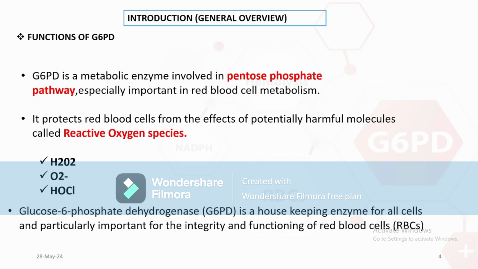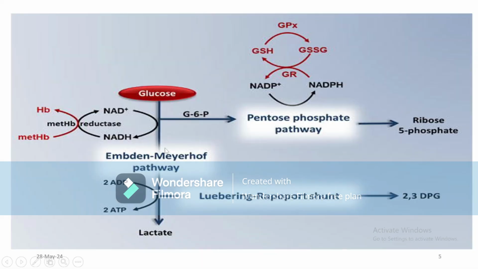So the question now is, how does the G6PD enzyme help protect the red blood cell against these harmful molecules we call the reactive oxygen species? But our interest for today is the glucose going through the pentose phosphate pathway to give us ribose-5-phosphate. Let me explain it again. You see, this is glucose. And this is the G6PD enzyme.